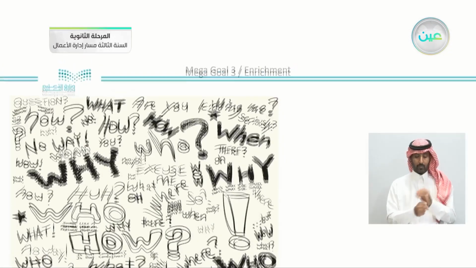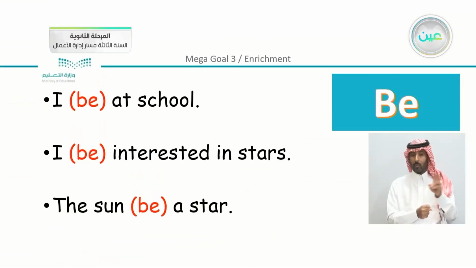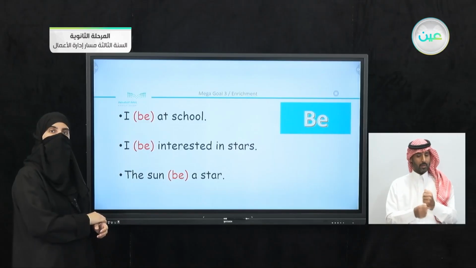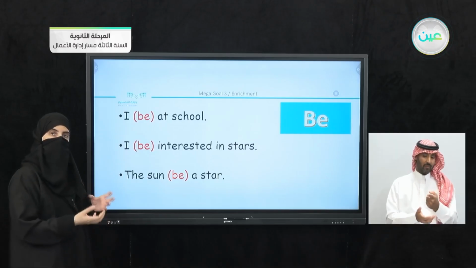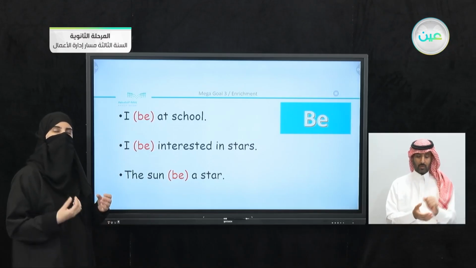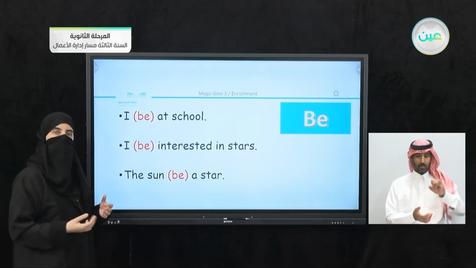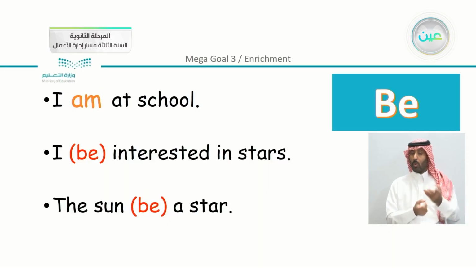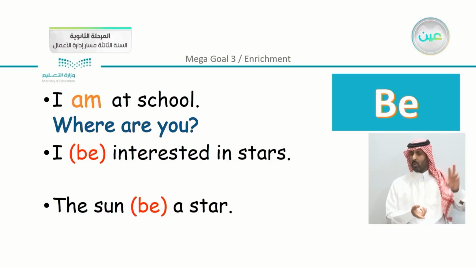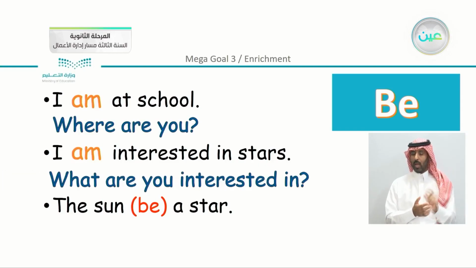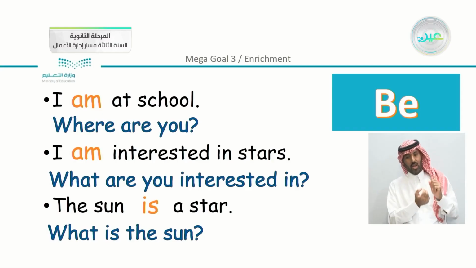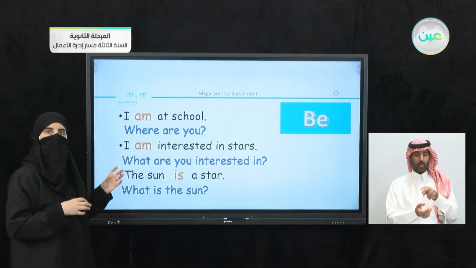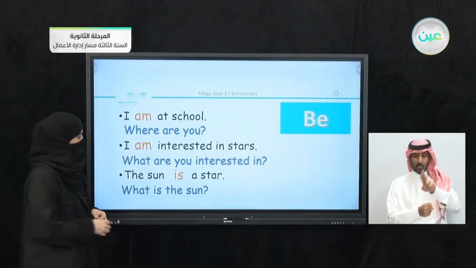We had the part about the information questions, and we also studied how to change the verb to be in the sentence by simply using is, are, or am, or of course if you have the past, was and were. So we have I am at school, I am interested in stars, and the sun is a star. And in each sentence, you can see that we formed different information questions.